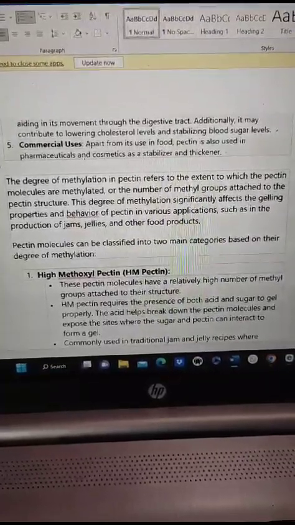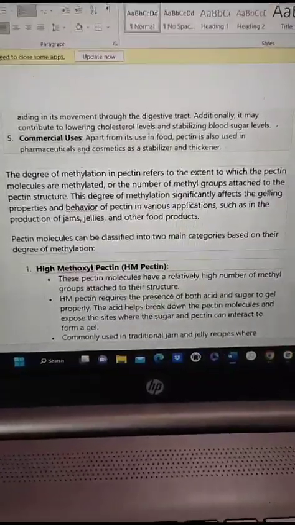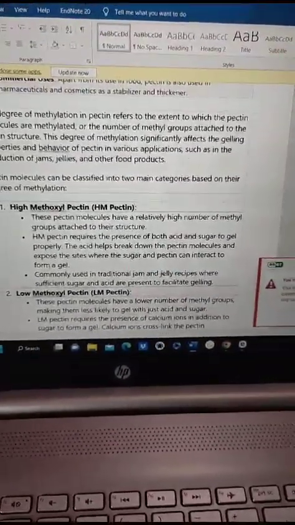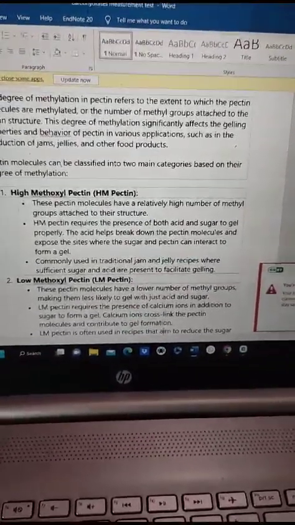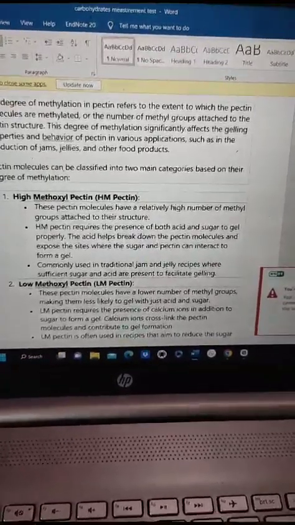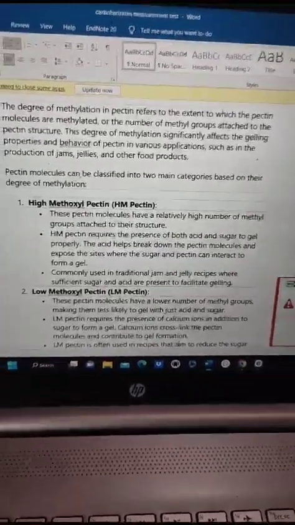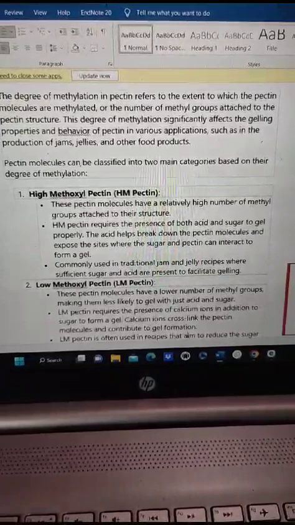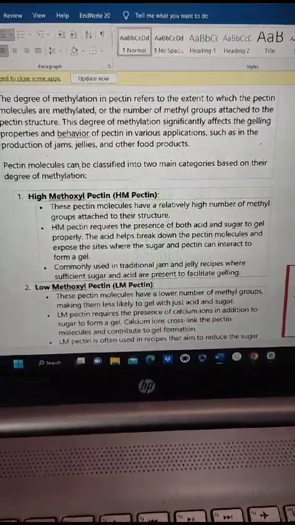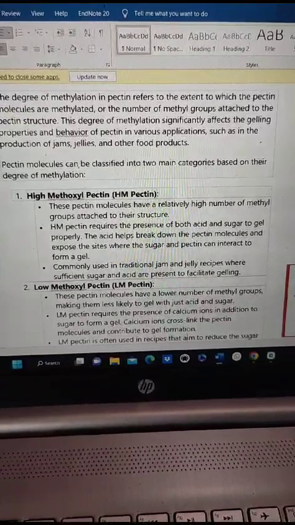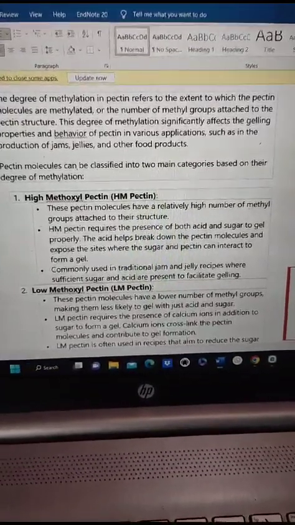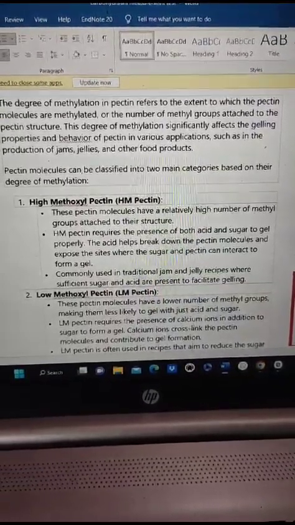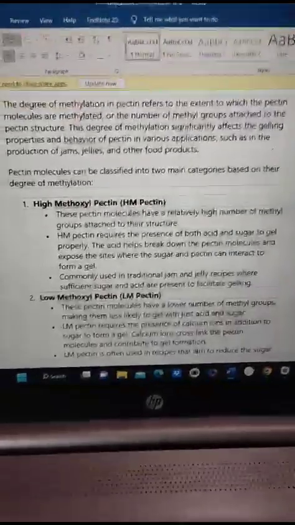Pectins are mainly classified based on the degree of methylation, that is, high methoxyl pectin, HM pectin. This contains a relatively high number of methyl groups attached to the structure, and high methoxyl pectin requires the presence of acids and sugar for gel formation. These acids mainly help to break down the pectin molecules and expose the sites where the sugars and the pectins can interact to form the gel. It is commonly used in traditional jam and jelly recipes, where sufficient sugar and acid are available for forming the gel.